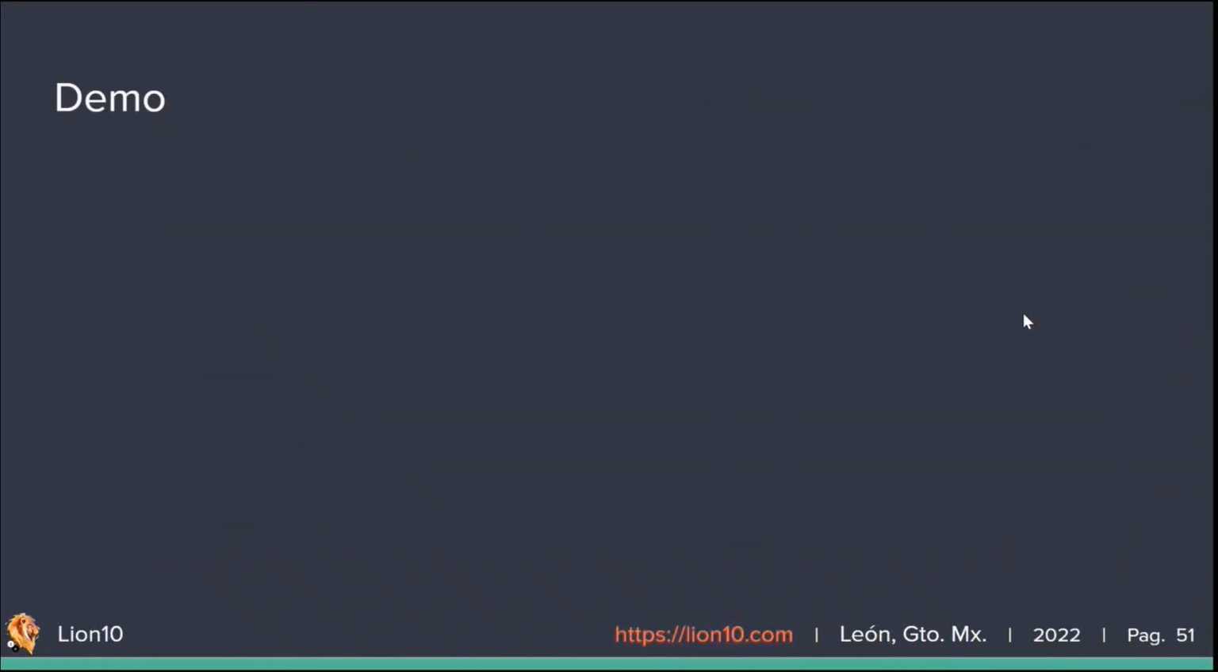Okay. Next we're going to show a demo of how we would interact with a MySQL application for transactional processing, querying, or operations.